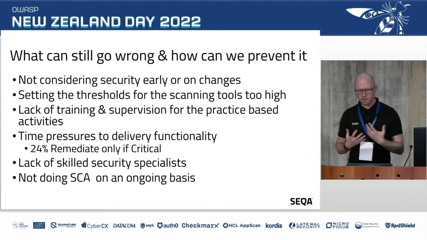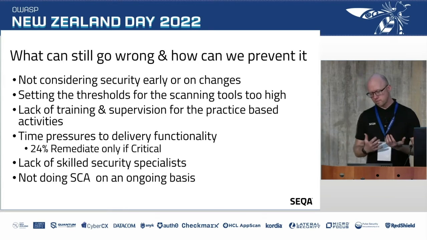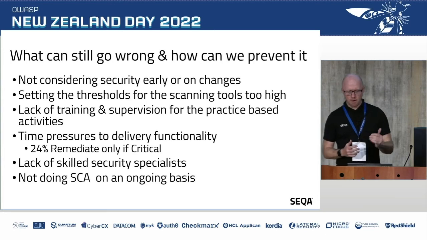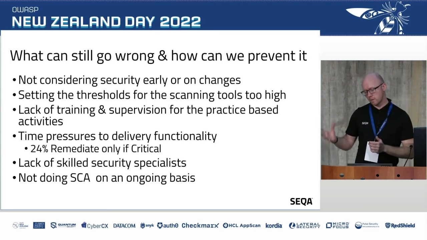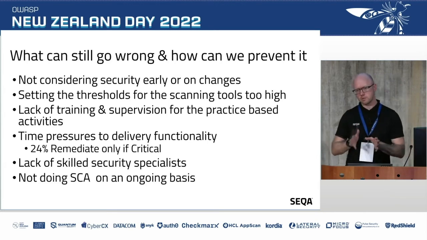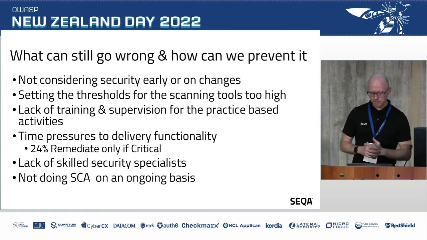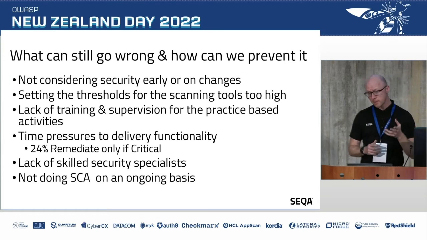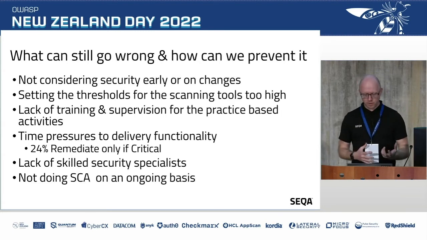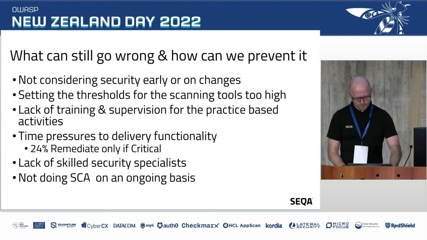The next one is around setting the thresholds for the scanning tools too high. I've seen examples of this where perhaps you're just scanning for criticals and highs and not failing the builds when it comes to mediums. But some of those mediums can chain together and have the effect of a more critical vulnerability and become exploitable. And similarly, the policies you use, the infrastructure as code policies and the compliance checks, you need to keep those up to date as well.